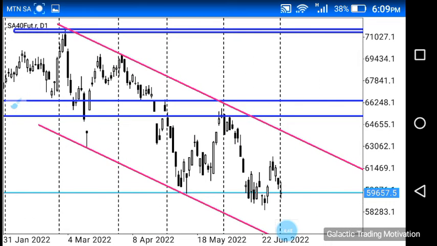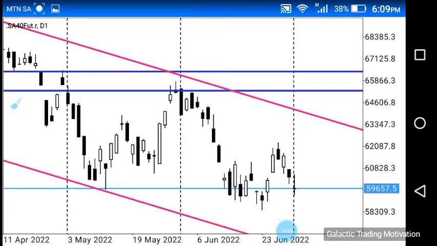At this point, I don't see anything further. So what I'm going to do is push down to the H4 chart. However, before I do so, let me just also point out that at this point, we have a gap, and that tells us that the market has to close that gap as well, right?